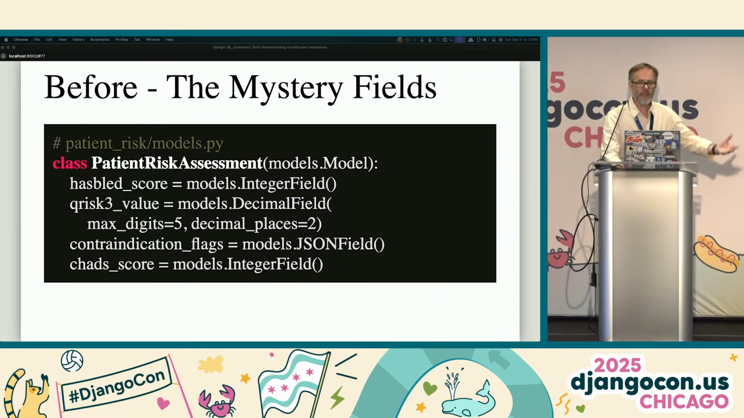Now, before we had these mystery fields, right? This has-bled score, QRisk3 value, contraindication flags. What we really want to do, we can acknowledge this is clean, it's functional, but it doesn't really tell us anything. Our ETL developers will have no idea what the CHAD score represents. Is it a count? Is it a percentage? Is it a risk level?